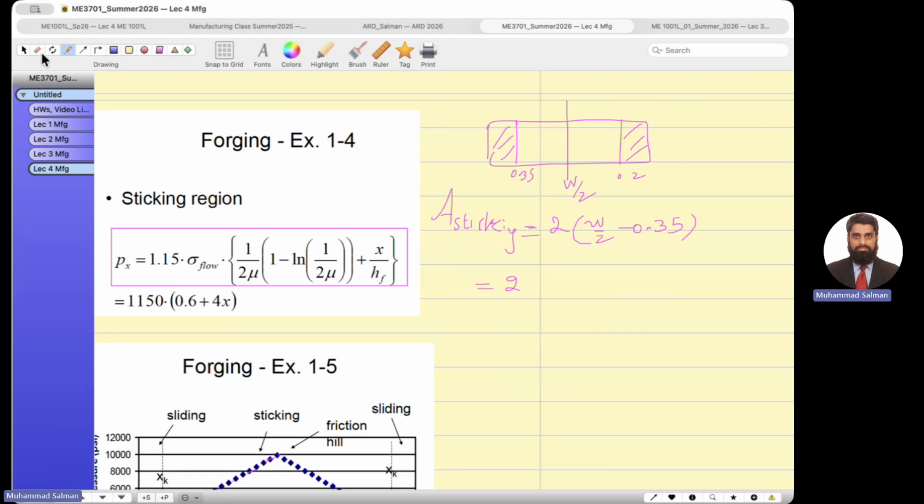So can I write it down like this? If you distribute the 2 inside, W minus 2 times 0.35. Agreed? It's about 3.31 inches per unit depth, I would mention, so that you do not get confused.